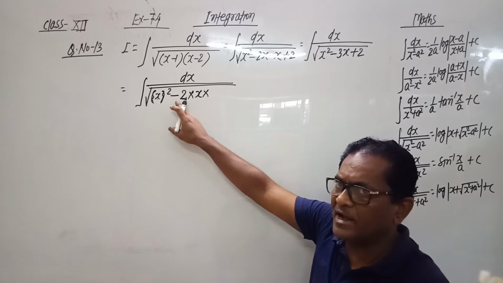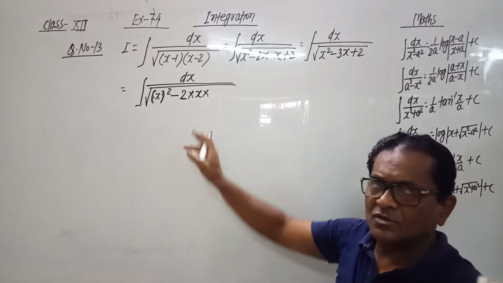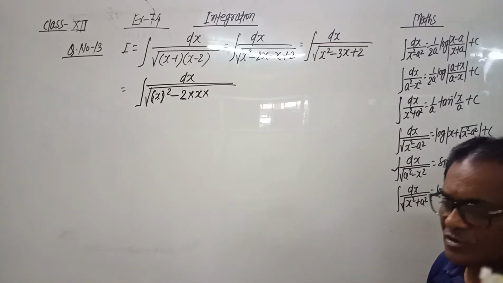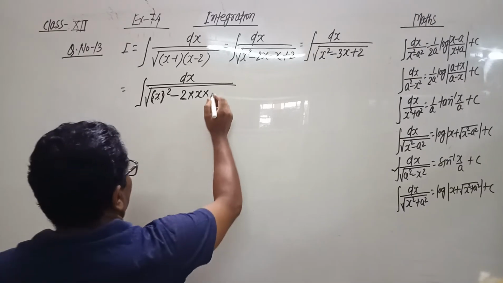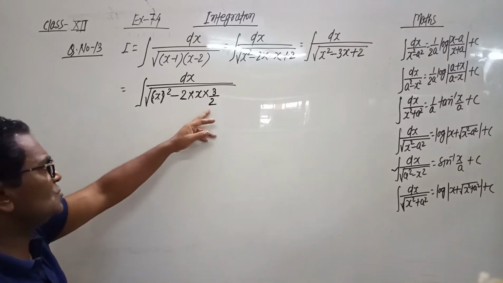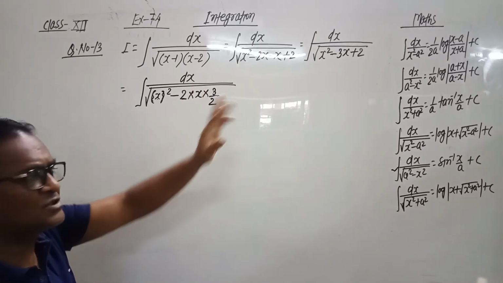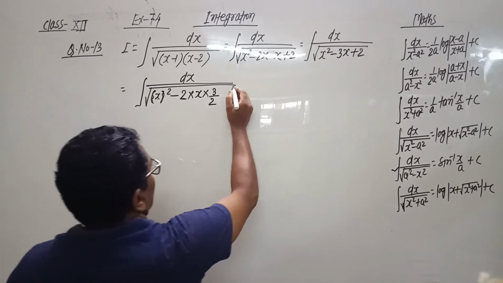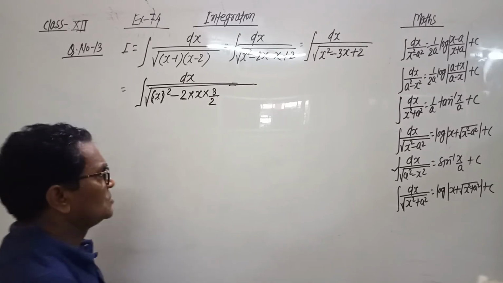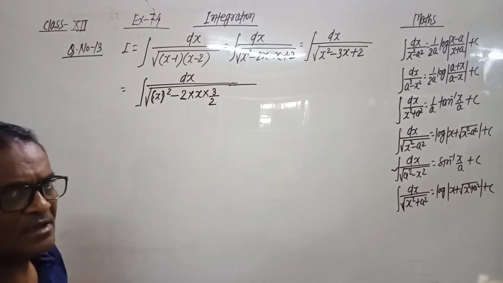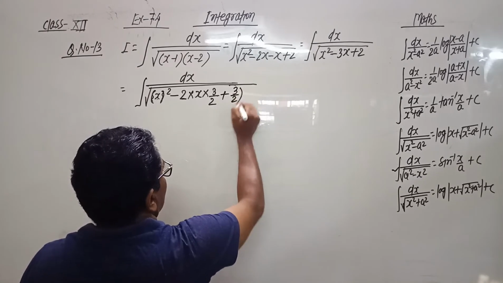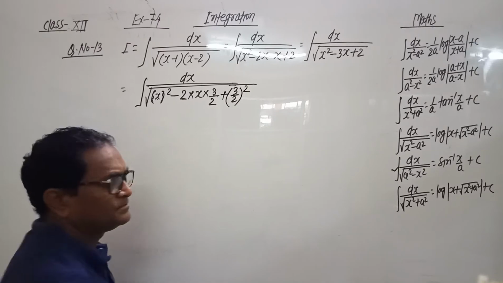So minus is already outside and there is 2x. So in 2x what should be multiplied to get 3x? It is clear, when we multiply by 3 by 2, then 2 and 2 get cancelled and it comes 3x, minus 3x. So the value of b which we have taken is 3 by 2. So a square minus 2ab, plus we have to write the value of b square, and b square means 3 by 2 the whole square.